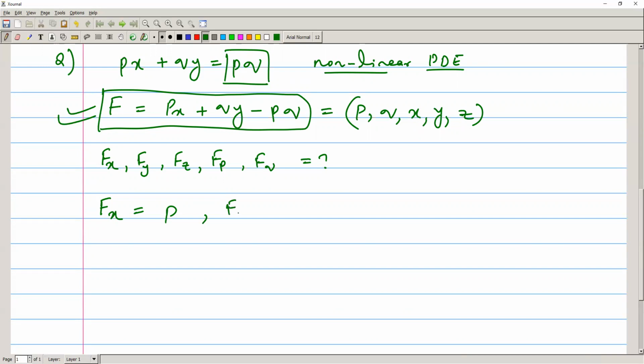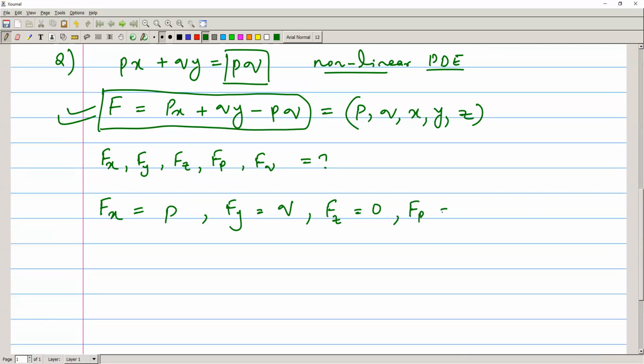Then fy will be the partial derivative with respect to y. So it will be q, because the derivative of px with respect to y will be 0, and then the derivative of qy with respect to y will be q only, and then this will also be 0. So fz will be equal to 0, because there is no function of z here. All will be 0 when we apply the derivative with respect to z.